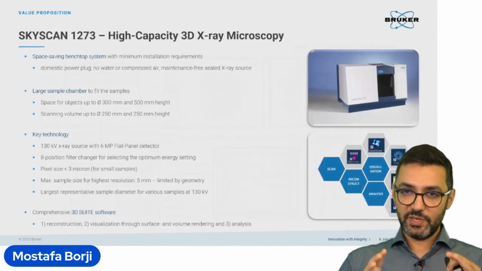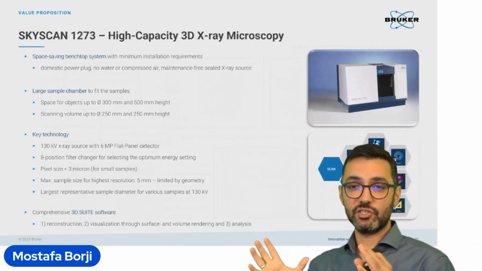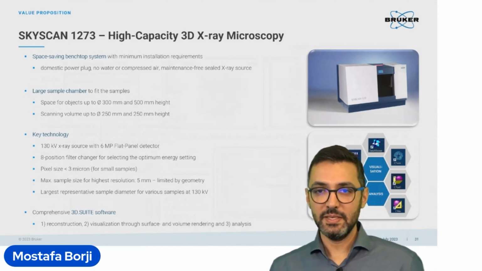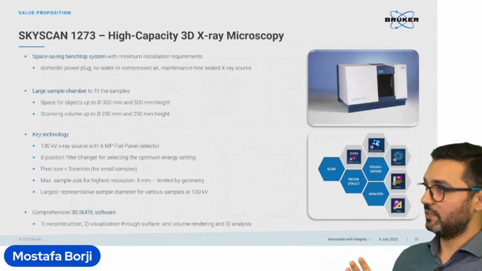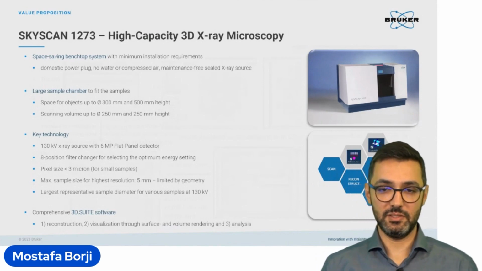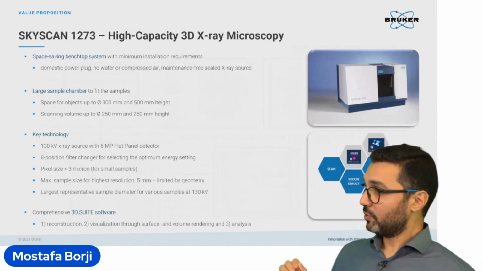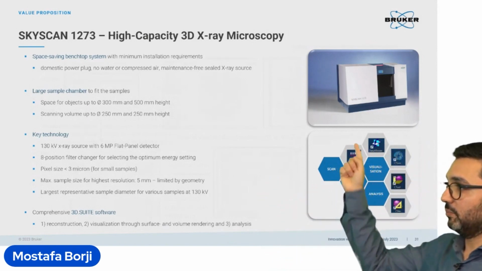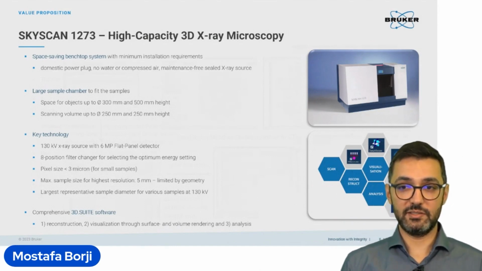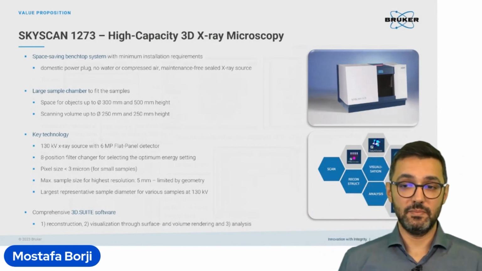On the benchtop side, if we would like to go to larger samples and higher density samples and need more energy, then we can move to the 1273, which is the same as the 1275 in that it is just ready to use, connected to the domestic power plug, and that's it. Even though it is a benchtop, it can still accommodate samples as large as 0.5 meter height and 300 millimeters diameter.